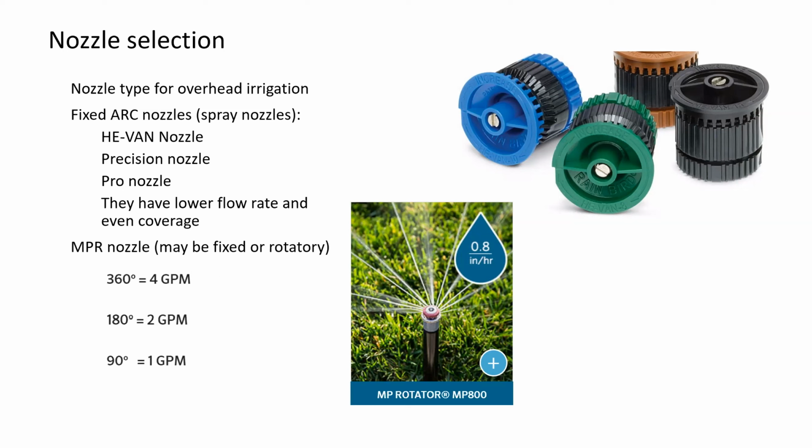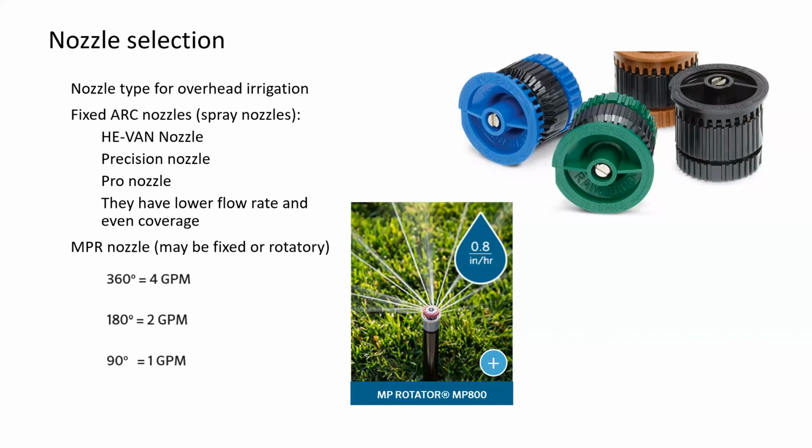Sorry, that just skipped my mind. But anyway, this is a high efficiency variable arc nozzle, I guess. And what it does is it's more efficient. It sends a bigger droplet, so there's less wind drift. It increases the distribution uniformity, and they have a lot of physics going in when they make these different kinds of nozzles. Now there are other nozzles like precision nozzles, pro nozzles.